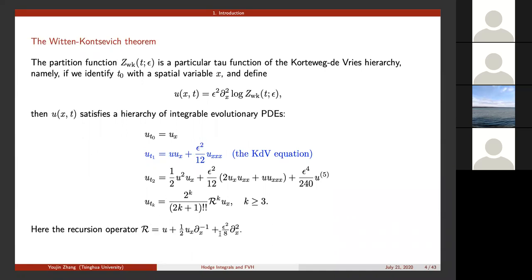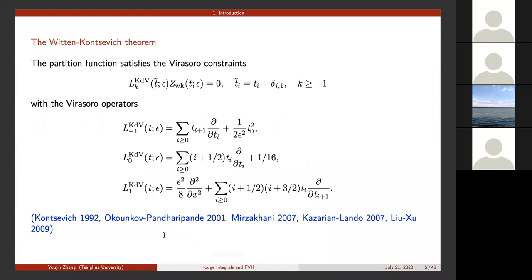This is precisely what we are familiar with in the soliton theory. So R is a recursion operator. So this is a very famous Witten conjecture. And then it was proved, soon proved, by Kontsevich in 1992. And then later, there are several other proofs.